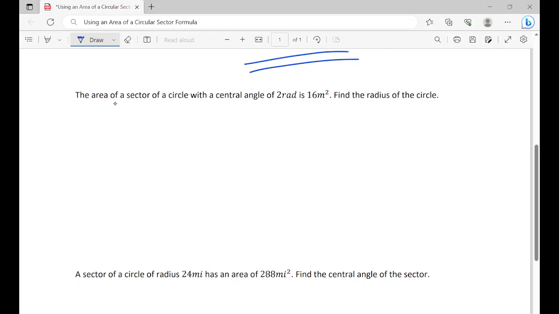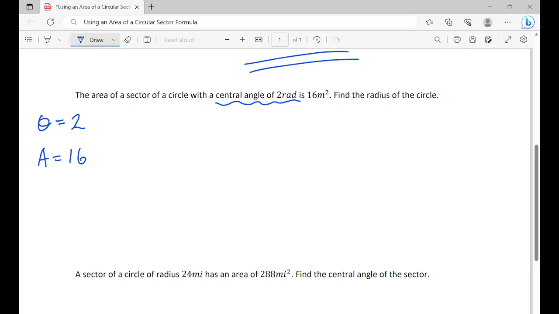Next, the area of a sector of a circle with a central angle of 2 radians is 16 meters squared. Find the radius of the circle. So again, let's pick out what we know. Central angle of 2 radians, so theta is equal to 2, because it says 2 rad, so 2 radians, so it's already in the form we want. Next, it says the area of a sector of a circle is 16 meters squared. So that means A is equal to 16.